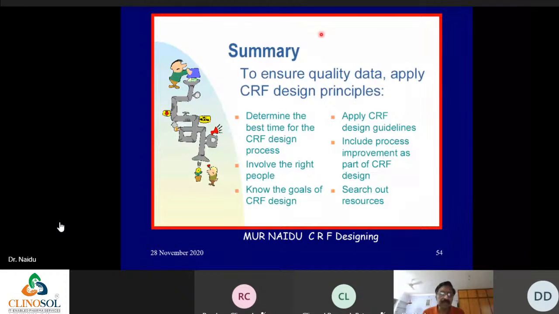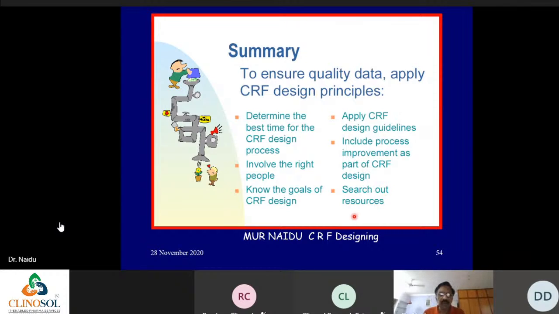Now coming to the summary. To ensure quality data, apply CRF designing principles, determine the best time for designing the case record process, involve the right people, know the goal of CRF design, and apply CRF design guidelines. Always use the guideline abbreviations. Include the process of improvement which I mentioned as a part of CRF designing. Whenever you are designing a CRF, always include a process of improvement throughout the study and throughout the development.